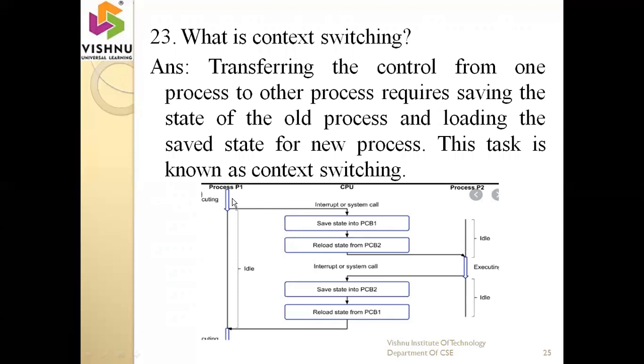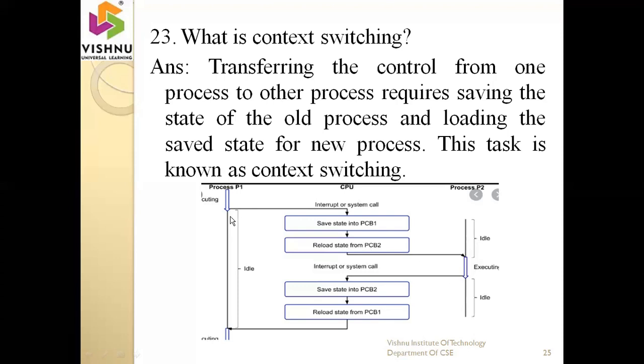For example, process P1 and process P2 are there. At a time, can two processes enter into the CPU? No, at a time, only one process will enter into the CPU. First of all, process P1 is inserted. After a certain amount of time, process P1 requires some input operation, so automatically process P1 moves on to the waiting state. Before waiting, process P1 should save its status, that means how many statements have been executed up to now. You have to save the status of the current process and move on to process P2.